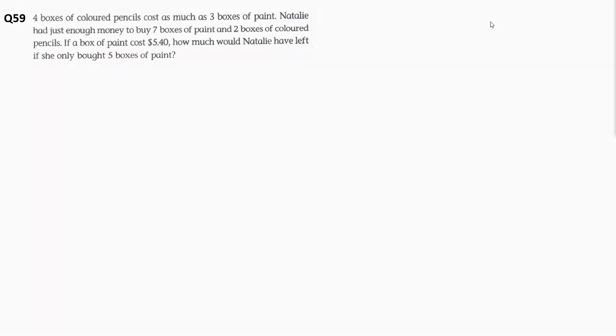Okay, 4 boxes of coloured pencils costs as much as 3 boxes of paint. Natalie had just enough money to buy 7 boxes of paint and 2 boxes of coloured pencils. If a box of paint costs $5.40, how much would Natalie have left if she only bought 5 boxes of paint? Right, this is a problem where we're going to draw quite a simple model.